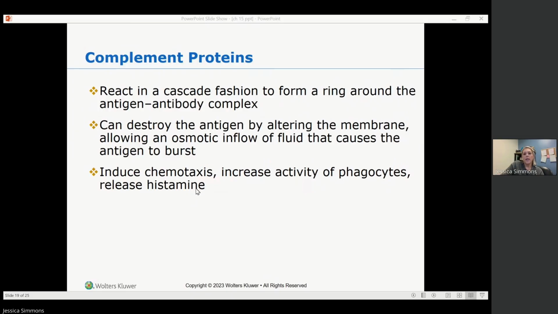They can destroy the antigen by altering the membrane, allowing an osmotic inflow of fluid that causes the antigen to burst. Induce chemotaxis, increase activity of phagocytes, and release histamine.